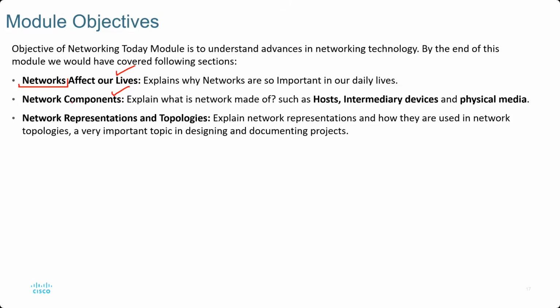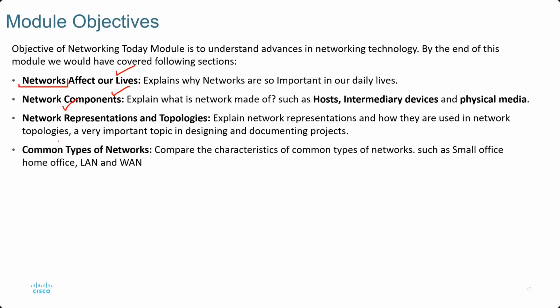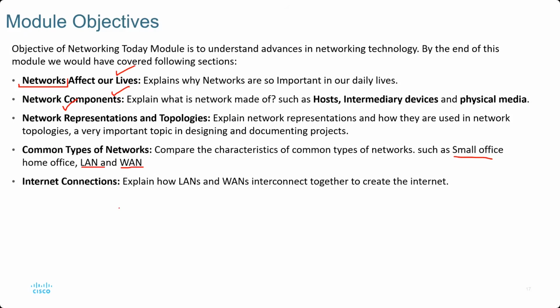So how does a computer network affect our life? What are the components of a computer network? And how do we actually represent these computer networks on paper, on a page, or on a dashboard, to understand, showcase, or communicate about them? There are a bunch of ways we can draw networks. Drawing and documentation is a very important part of computer networks, so we will see the different ways we can do that. We also have different types of computer networks, for example, small office, home office, local area network, and WAN. We'll see the difference between them.